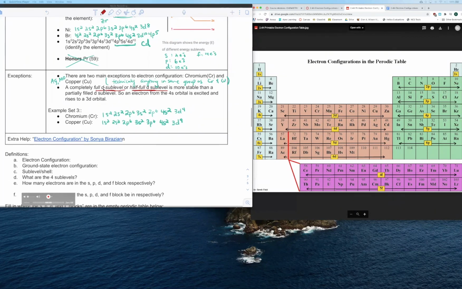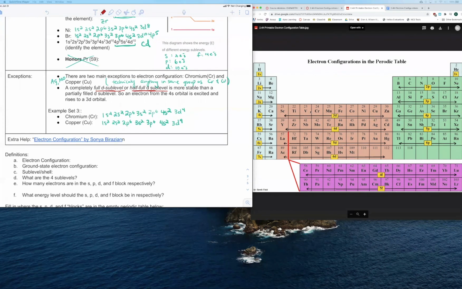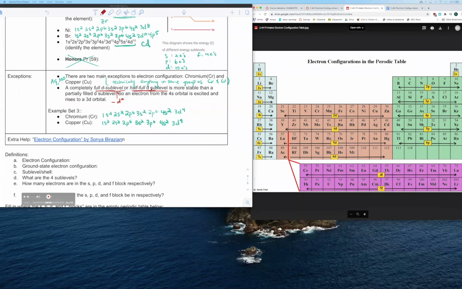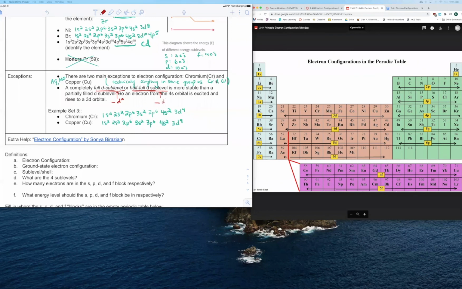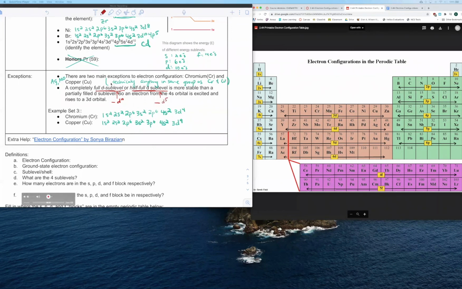But if you read here, it says a completely full d sublevel. So remember, d sublevels can have a max of 10 electrons. So a completely full d sublevel would be d to the 10. Or it says a half full d sublevel, which would be d to the 5. It says a completely full or half full d sublevel is more stable than a partially filled sublevel. So an electron from the 4s orbital is excited and rises to a 3d orbital.